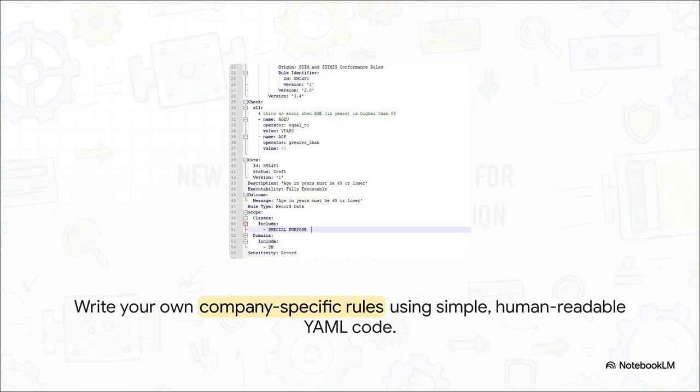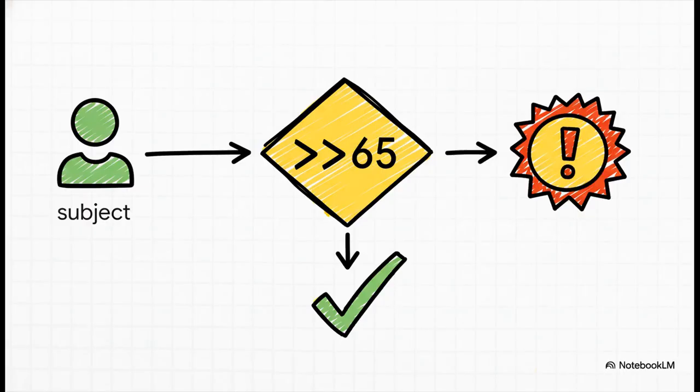You can write your own company-specific rules, and it's not some scary, complex code. It's done in this really simple, human-readable format called YAML. Seriously, you don't have to be a hardcore programmer to see what's going on here. In fact, let's just translate that code into plain English. All it's really doing is creating a brand new quality check that says, hey, throw an error if a subject's age is greater than 65. It's really that straightforward to start enforcing your own internal standards.